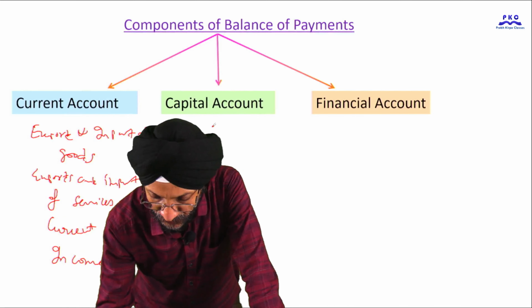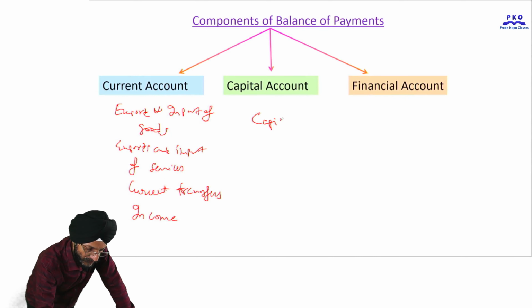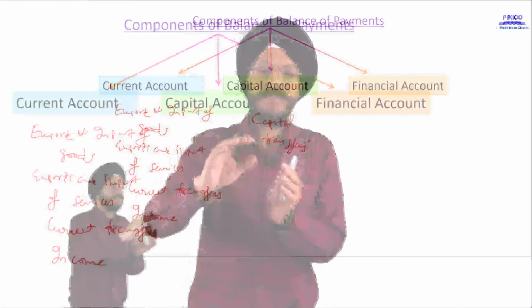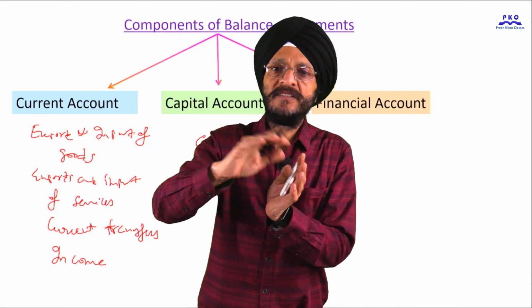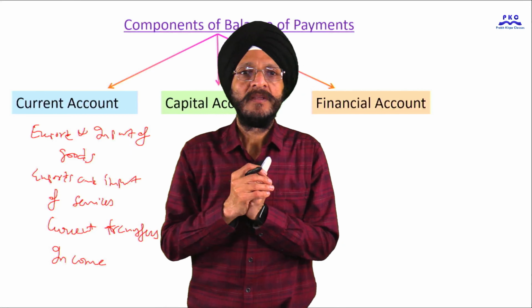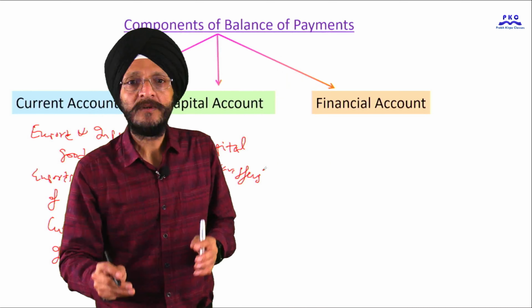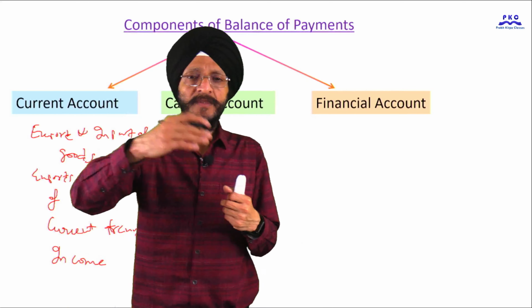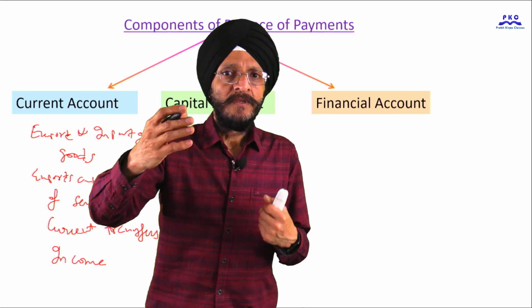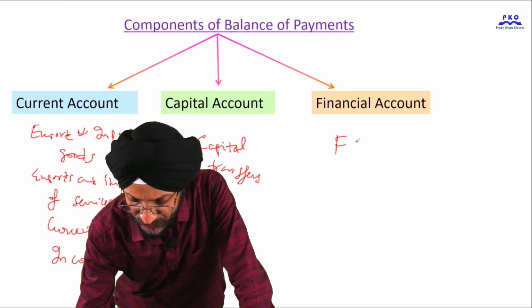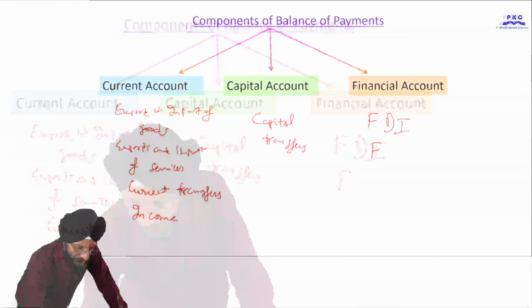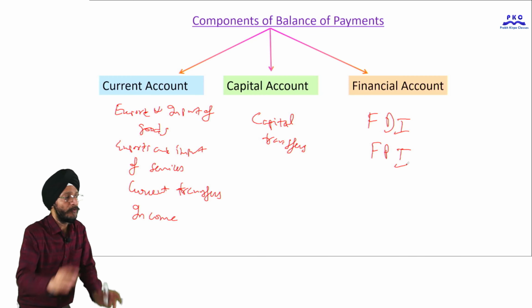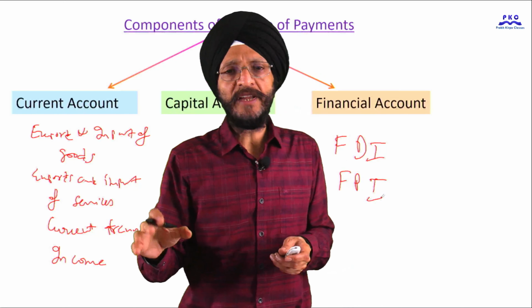In the capital account, we take into consideration the transactions related to capital transfers or sale and purchase, or the transactions related to the capital assets. In the financial account, we will take into account the transactions related to foreign direct investment, foreign portfolio investment, etc. We will discuss all of it in detail later on.